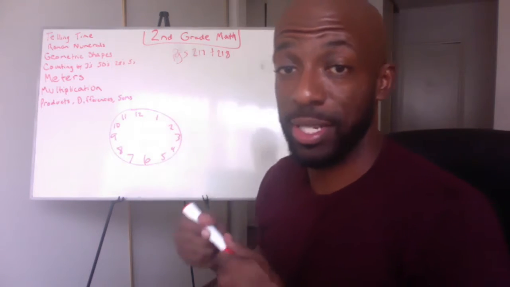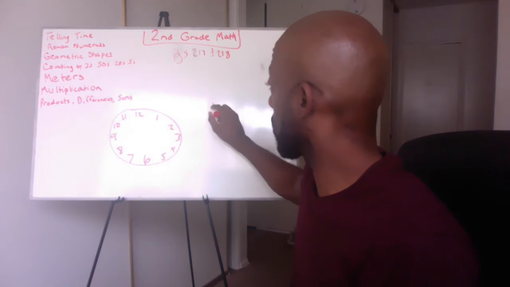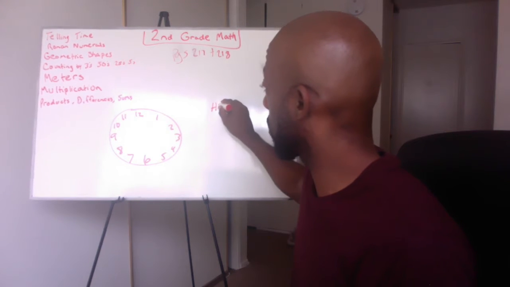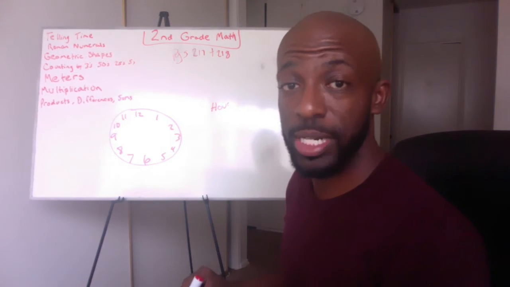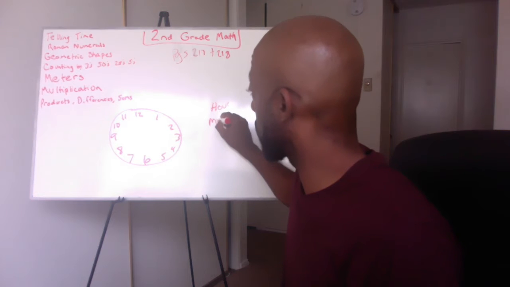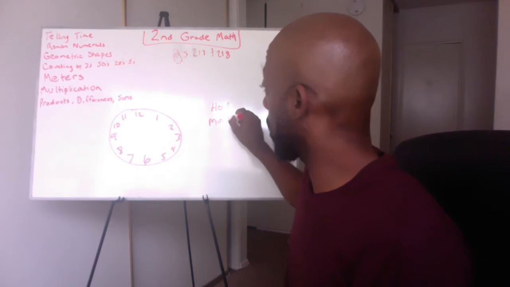The little hand tells us the hour. So the little hand tells us the hour, all right? And the big hand tells us the what? Big hand tells us the minutes. So we have the hour and the minutes.